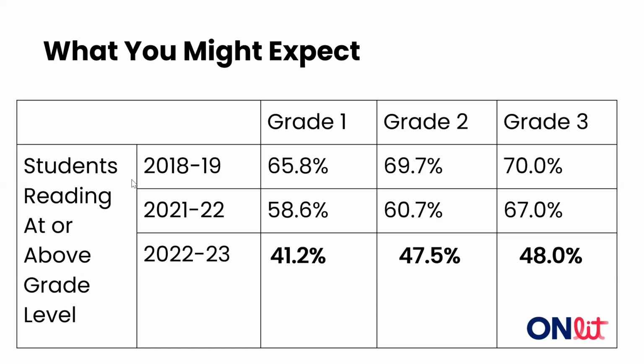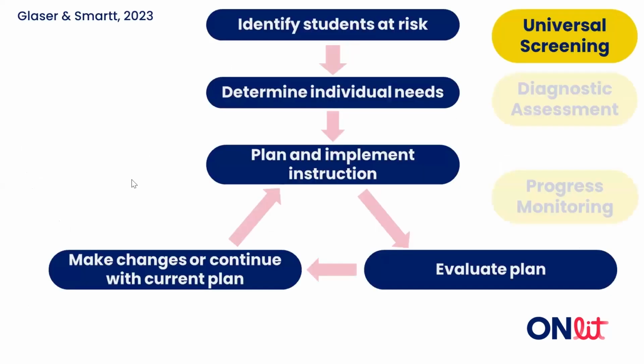But now there is transparency, and you are able to make informed, data-based decisions to support teachers and students to ensure that these scores improve, and more importantly, what that means for the reading development of the students you serve. This session focused on universal screening used to identify students at risk. In the next session, we will look closer at diagnostic assessments and how they are used to determine the individual needs of students.